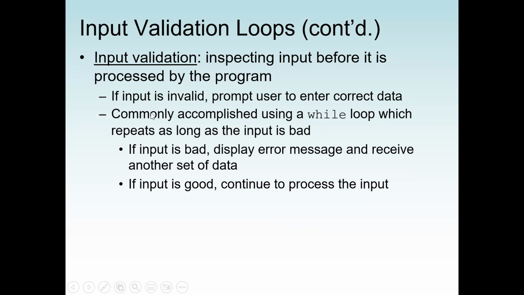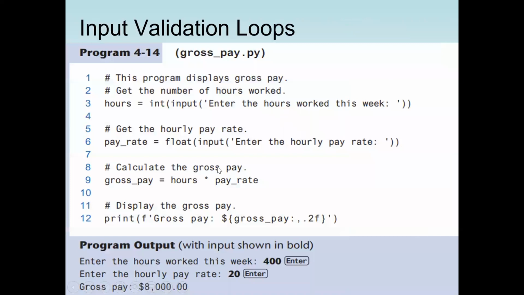So here we say if input is invalid, we need to prompt the user to enter correct data. In order to accomplish this, we need a while loop. For example, if input is bad, we are going to display an error message and then receive another set of data. If input is good, we continue to process the inputs. So let's see a very good example here.